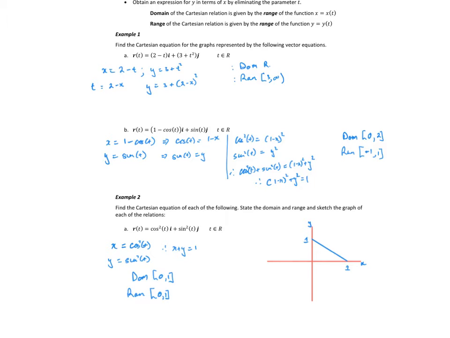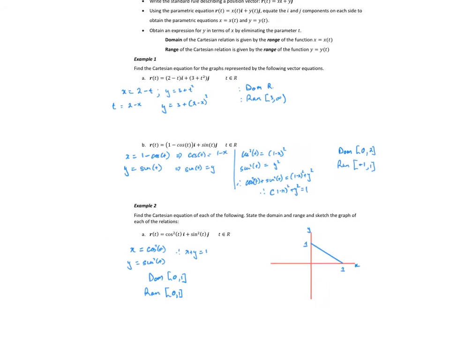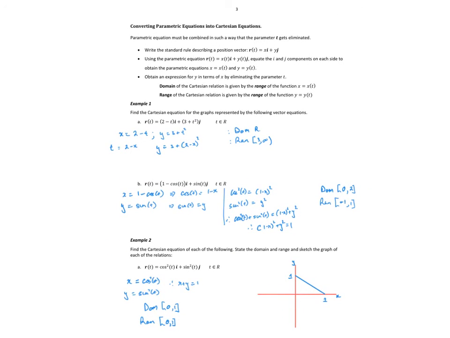The parameter is obviously time. Keep in mind that when we convert our parametric equation into Cartesian equations, x is equal to x of t, y is equal to y of t. Transpose to solve for what t is equal to and substitute back in typically. Don't forget the domain. The domain of that Cartesian equation that we come up with is given by the range of x of t, and the range of the Cartesian equation is given by the range of y of t.